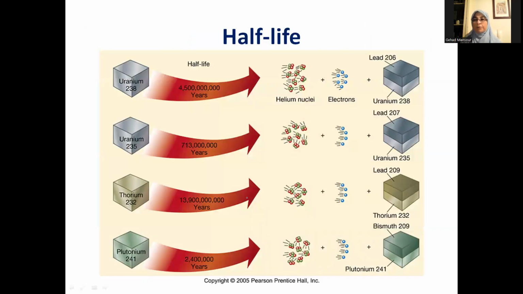Now, this diagram shows you how radioactive materials can be used for dating. For example, uranium 238.